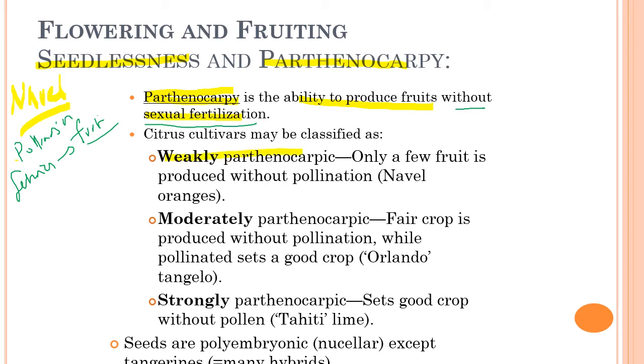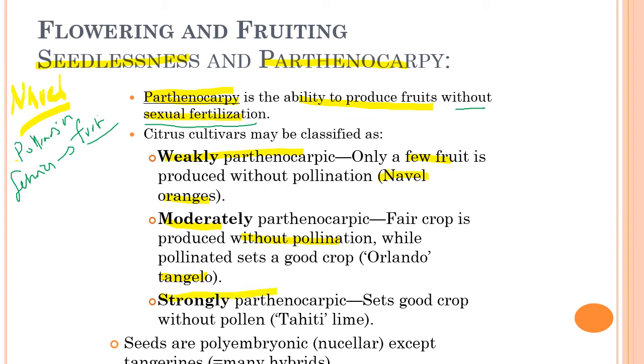One is weakly parthenocarpic. They will only set few fruits without pollination, like navel orange, for example, the one without seeds. So this does not require pollination, but if they don't get pollinated, they will only set few fruits, not too much. It's very weak. So they still need pollination. Moderately parthenocarpic means a good fruit produced without pollination, like tangelo. Tangelo is also a kind of citrus that does not produce seeds. And so this doesn't require a lot of pollination. It will produce okay crop without pollination.